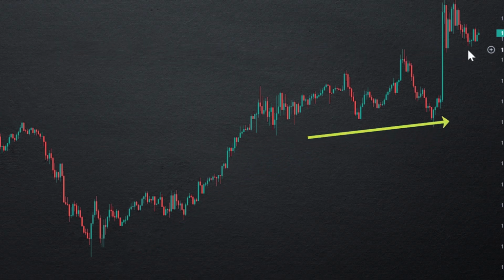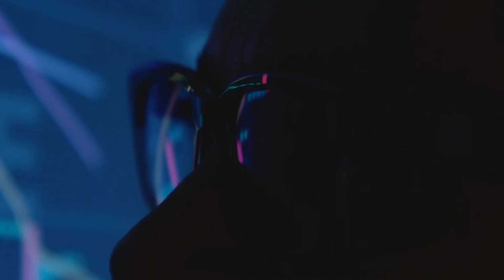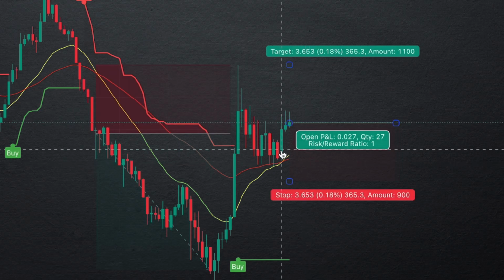Let's get started. Have you ever looked at a chart and felt exhausted, like you are constantly guessing whether price will go up or down tomorrow? That feeling is stressful and uncertain, and almost every new trader has experienced it at some point.